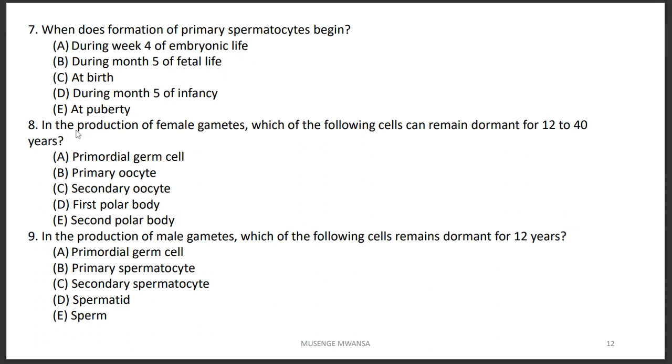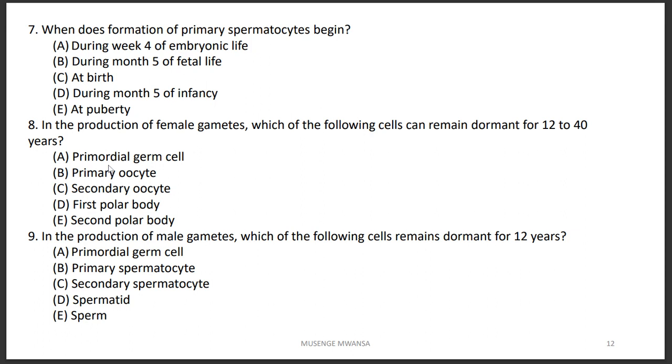All right. Question 8. In the production of female gametes, which of the following cells can remain dormant for 12 to 40 years? Important words there: in the production of a female. So what happens in the female? We already saw that when the primordial germ cells have arrived in the ovary, they start converting into primary oocytes. The primary oocytes, by month 5, are going to remain dormant until someone reaches puberty. And they'll be released 15 to 20 each month.